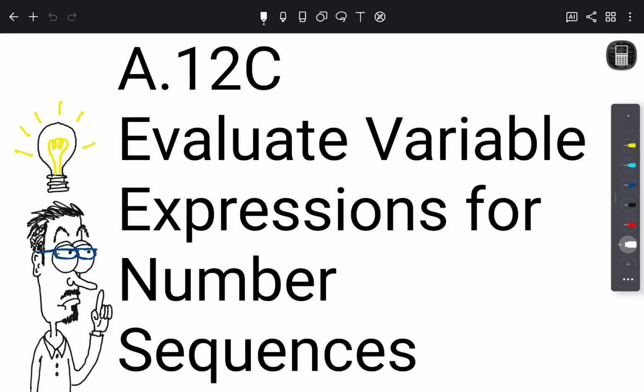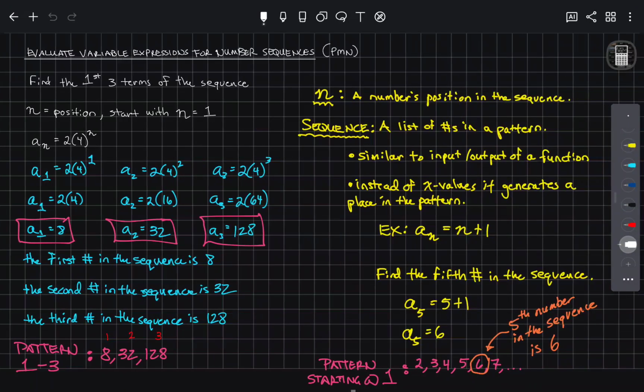Evaluate variable expressions for number sequences. So evaluating means we're going to plug a number in, we're going to solve it, we're going to simplify everything until we get down to one thing. And then that'll give us the answer. So whenever we're evaluating, we're going through and we're solving.